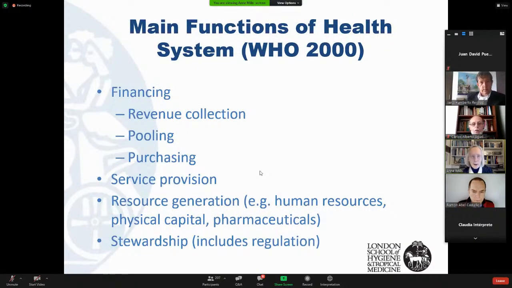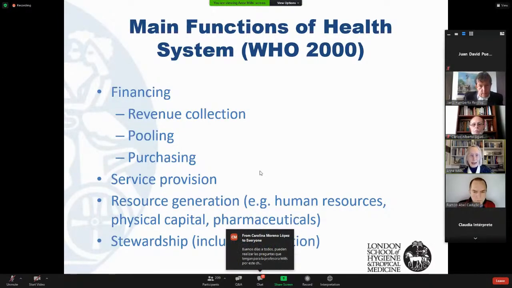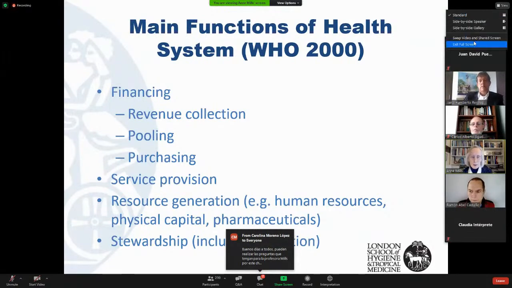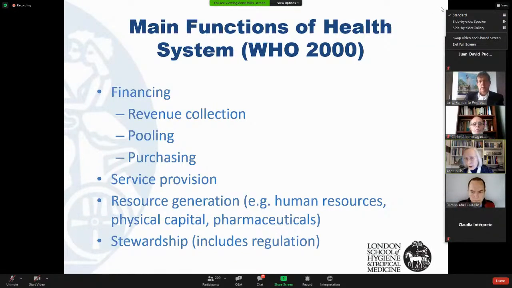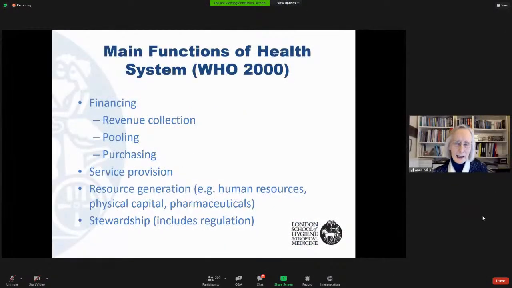So moving on to the main functions of a health system, this is the standard WHO categorization that is very, very commonly used. Financing has three main elements: revenue collection, pooling, and purchasing. Then there's service provision, there's resource generation, the training of human resources, the building of physical capital, pharmaceuticals, and so on, and stewardship, including regulation. I'm going to spend quite a bit of time on the financing function before moving on to the bigger picture of the health system.